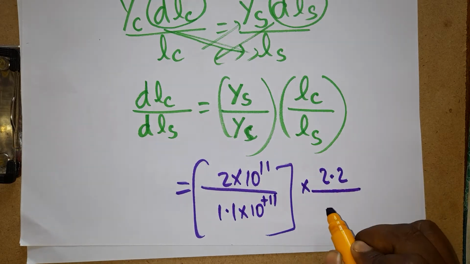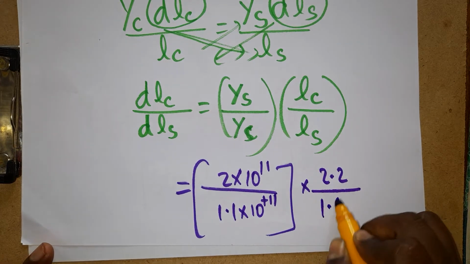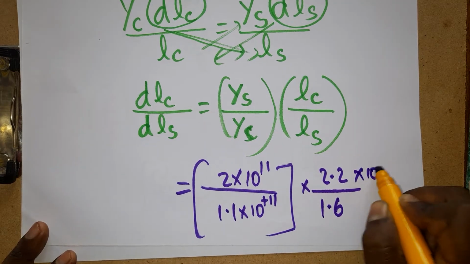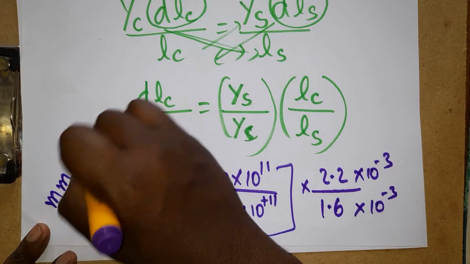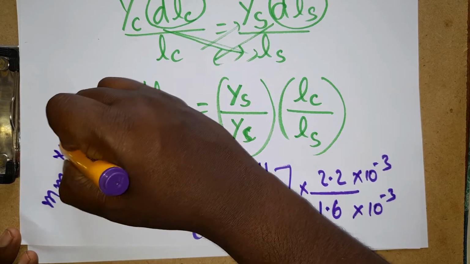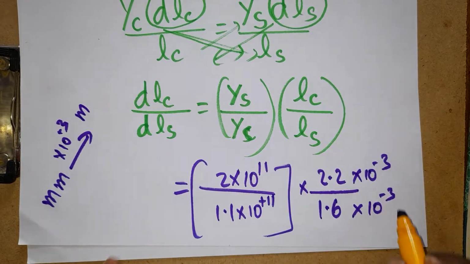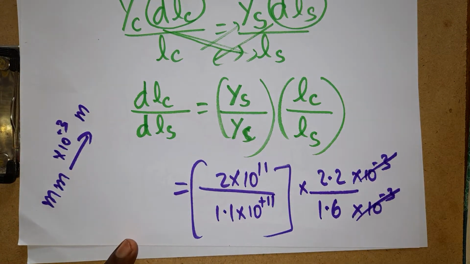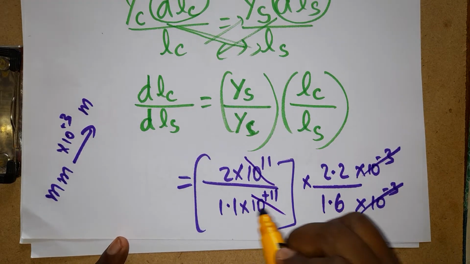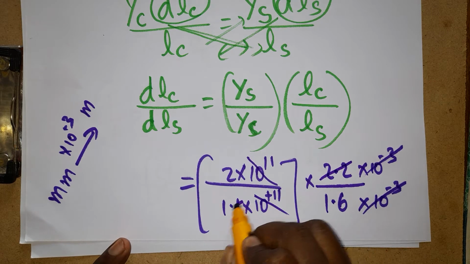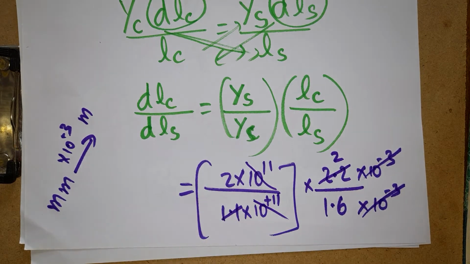Okay, length of the steel wire, which is going to be 1.6 millimeter. So 10 power minus 3, 10 power minus 3. If you want to convert millimeter to the meter, you can multiply with 10 power minus 3, millimeter to the meter. Okay, it's going to get cancelled. If you are not converting also, there is no problem. Okay, then 10 power plus 11 will get cancelled. Okay, this and this, 2 times will be there. Okay, 2 into 2, 4 will be there.